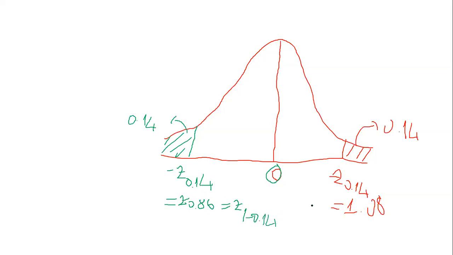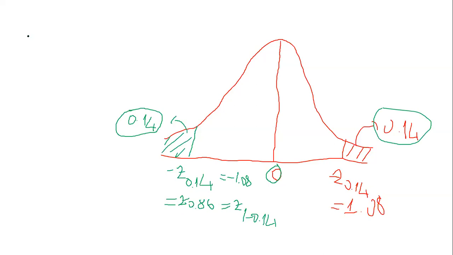Again, why? This is because the standard normal is symmetric, okay? So once you have found any Z sub value here, you can just multiply it by a minus and find the other version in the other side of the normal distribution. This is 0.14, this is 0.14, this is Z sub 0.14, which is 1.08. This is minus Z sub 0.14, which is equal to minus 1.08, okay? Which is also equal to Z sub 0.86, right?